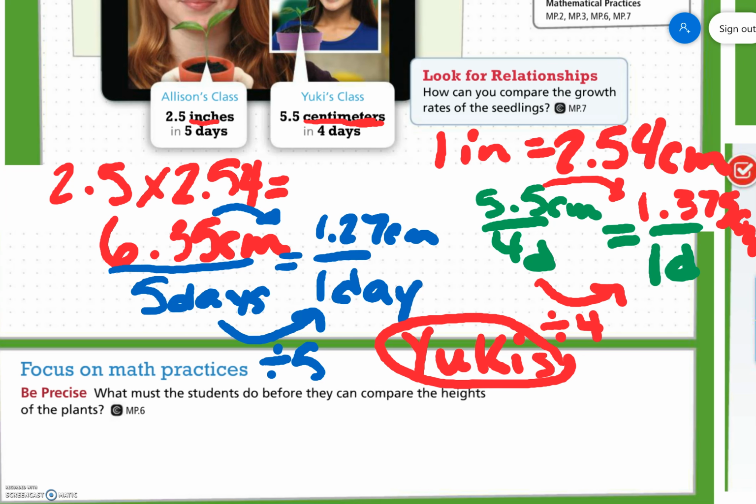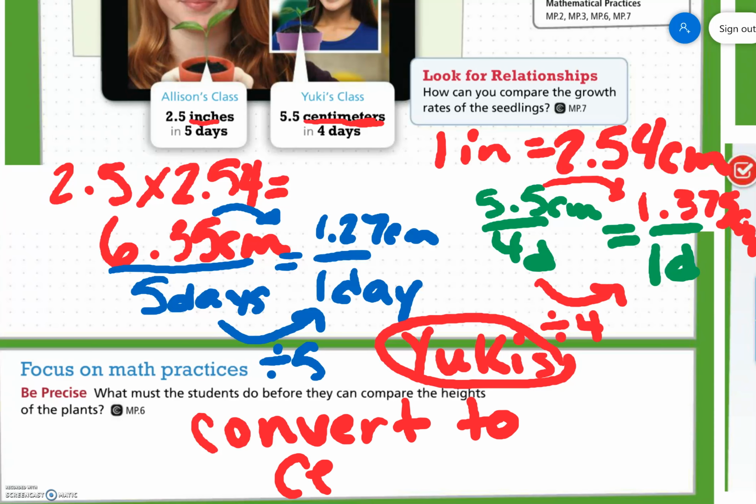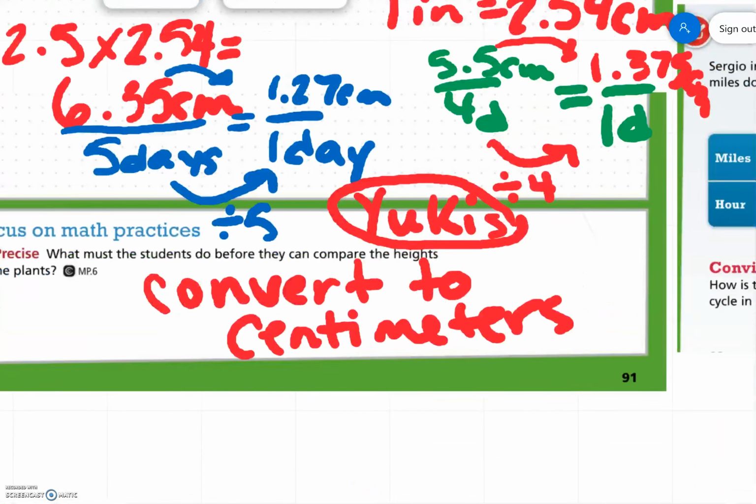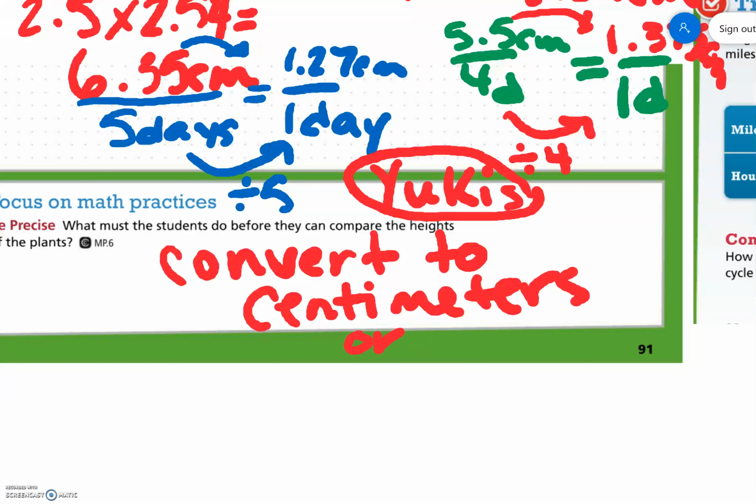What must the students do before they can compare the heights of the plants? We did that. We needed to convert to centimeters. Or we could have done it the other way around and converted to inches.